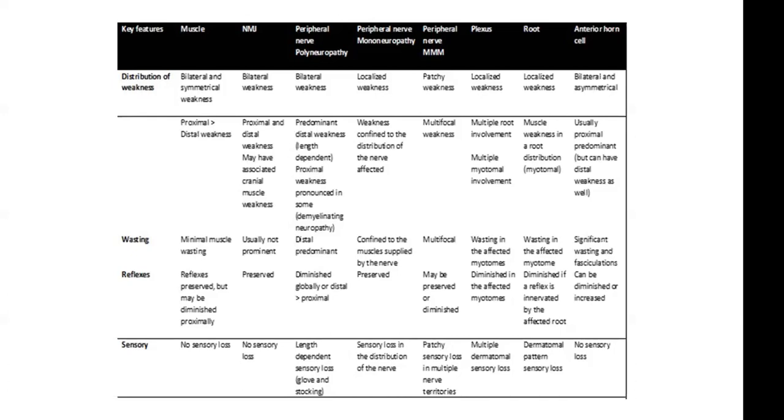So what is the pattern then? Muscle lesion, a lower motor neuron type lesion: bilateral, symmetrical, proximal more than distal. Minimal muscle wasting, reflexes are preserved. They can be diminished, but they are not absent. And there is no sensory loss. The key thing here is proximal weakness which is bilateral and symmetric. That is a myopathy unless proven otherwise in your lower motor neuron syndrome.